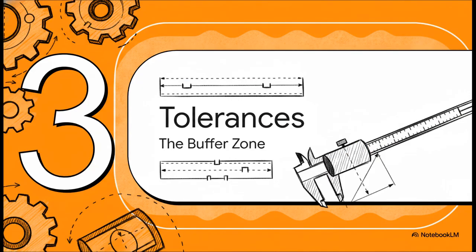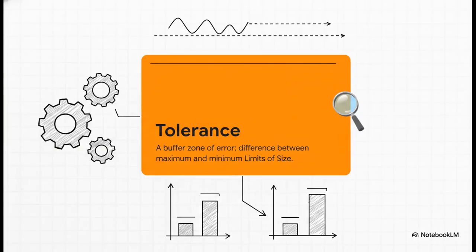All right, section 3, tolerances, the buffer zone. Because reality is imperfect, engineers basically have to hack the system by creating an acceptable buffer zone of error, and we call this tolerance. It's the difference between the maximum and minimum limits of size. So if a part is allowed to be as large as 20.05 millimeters and as small as 19.95 millimeters, the tolerance, that total permitted variation, is exactly 0.10 millimeters.